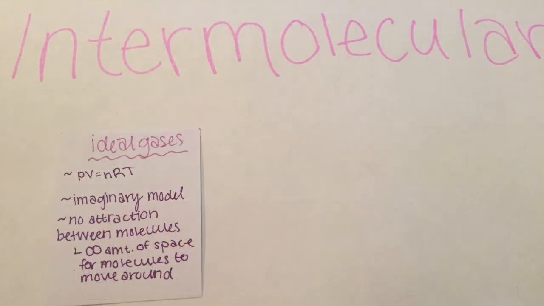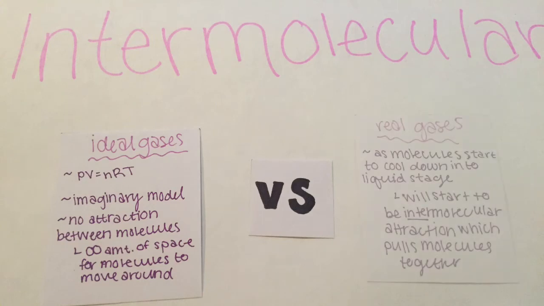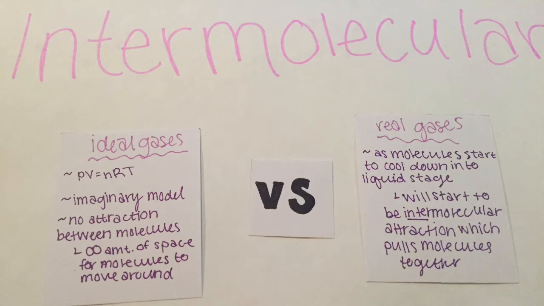So next we're going to be talking about ideal gases, which can be found with the equation PV = nRT, and these are kind of imaginary models because there's no attraction between the molecules themselves, since there's an infinite amount of space they can be within. But then when you compare them to real gases, as molecules start to cool down into their liquid state, intermolecular forces begin to form there.